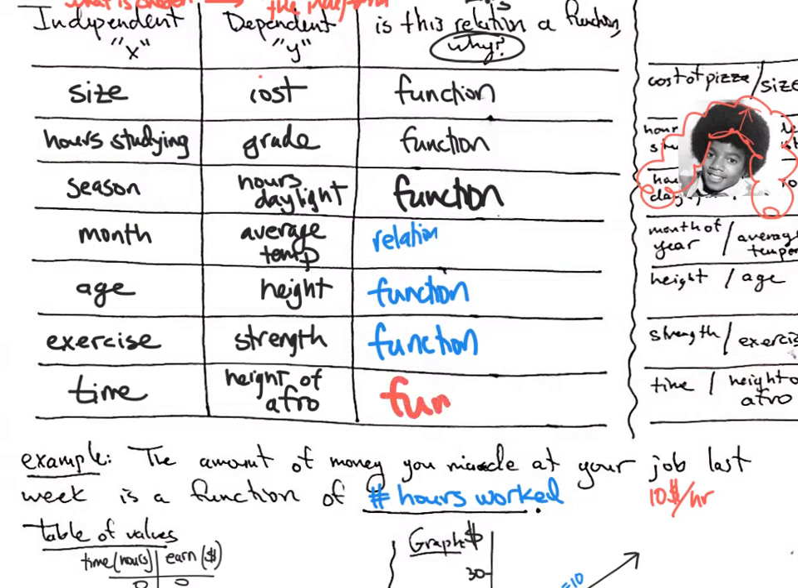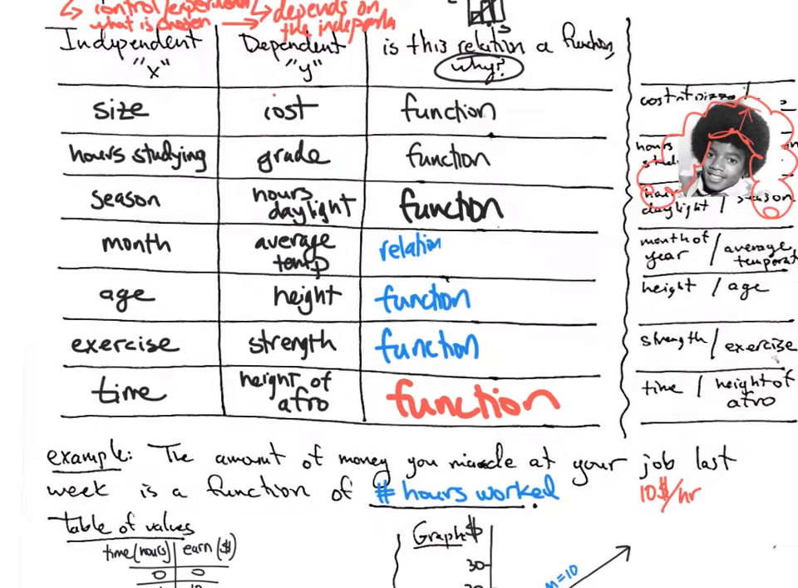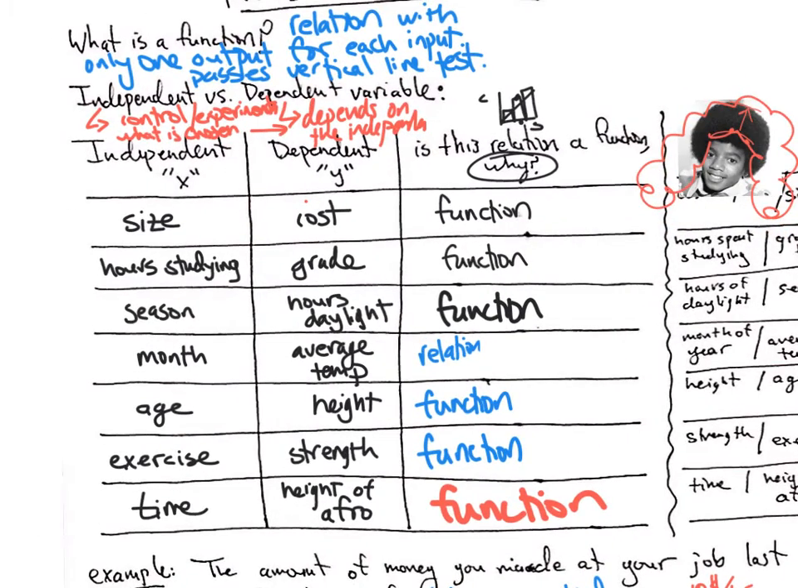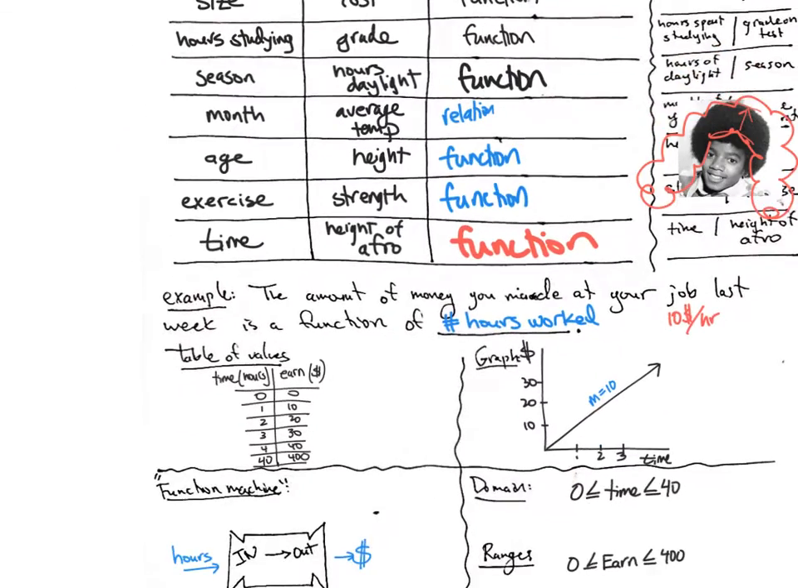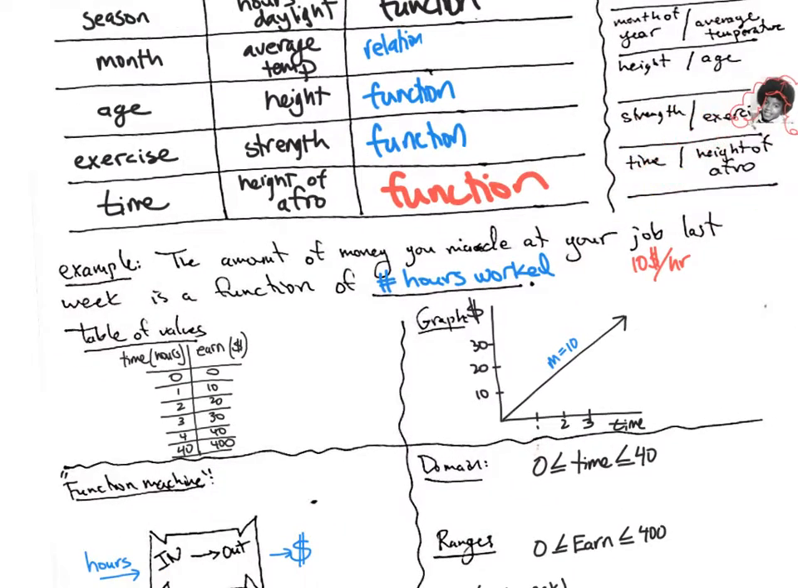His afro is only going to have one height, although that could be argued. Maybe he picked it out today, right? Or maybe he didn't pick it out today. So again, arguable. But I think these are kind of fun, and this discussion really helps students understand what depends on what, and is that a relation or is that a function? Are there two y values? That kind of thing. All right.